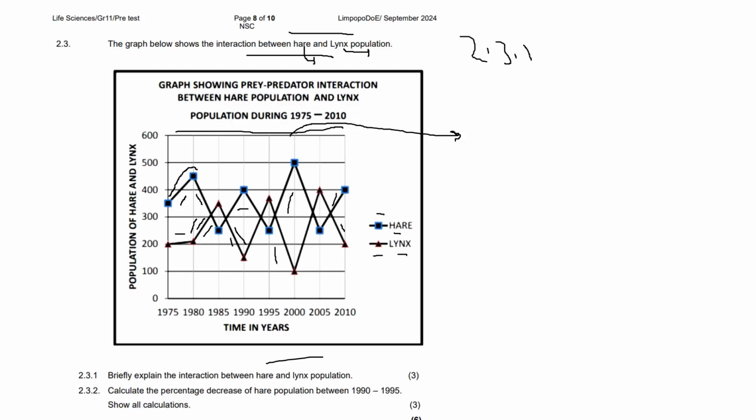So that will be me using my own words to explain what's happening there. You guys must be open to using your own words, interpreting what you're seeing on the graph. Don't forget to include the hare and the lynx as your point of reference.